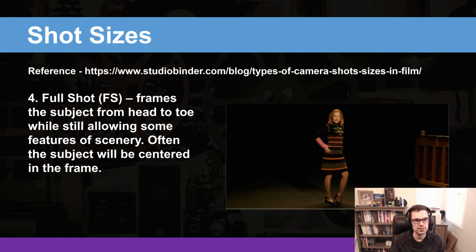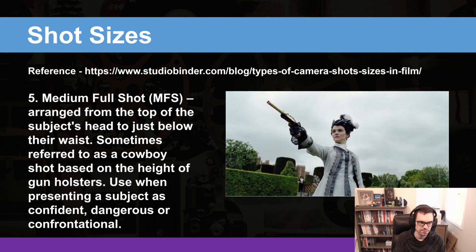Okay, number four is the full shot, otherwise abbreviated as FS. It frames the subject from head to toe while still allowing some features of scenery, but not a lot, just enough to get your whistle wet. Often the subject will be centered in the frame, and again, it doesn't have to be centered in the frame, but it's amazing how many times it is centered in the frame.